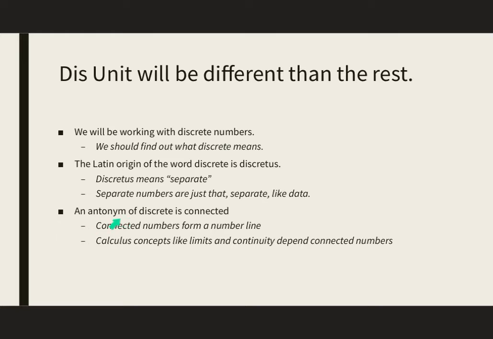Now, the antonym, the opposite of discrete, is connected. We think about that when we first learned the number line, that all of these numbers show up on the number line, and there are an infinite number of numbers on the number line. That type of study of mathematics shows up in calculus, and our focus in calculus is about connected numbers, continuity. So this unit will give you a contrast of what would be studied in calculus versus what would be studied in a course like statistics or discrete math.